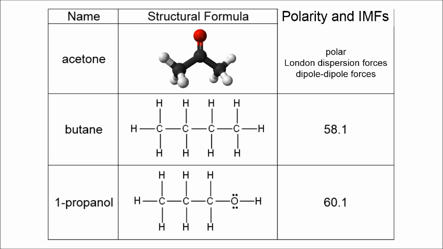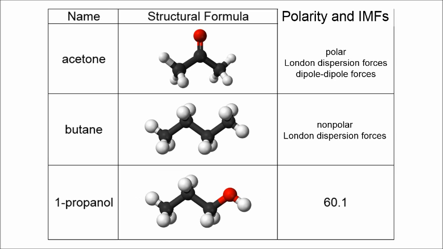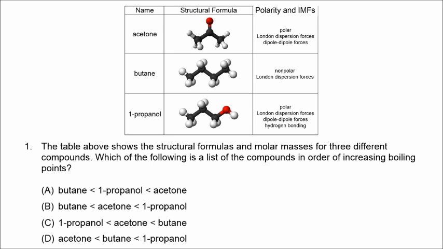Our next example is butane. This is a hydrocarbon. It is nonpolar, so it only has London dispersion forces. And then finally, propanol, it has hydrogen bonding because the oxygen is directly bonded to the hydrogen. So that molecule would experience the strongest intermolecular forces, and butane would experience the weakest intermolecular forces. So in order from lowest to highest boiling point, butane comes first, followed by acetone, and then finally propanol. So the correct answer for number 1 is B.